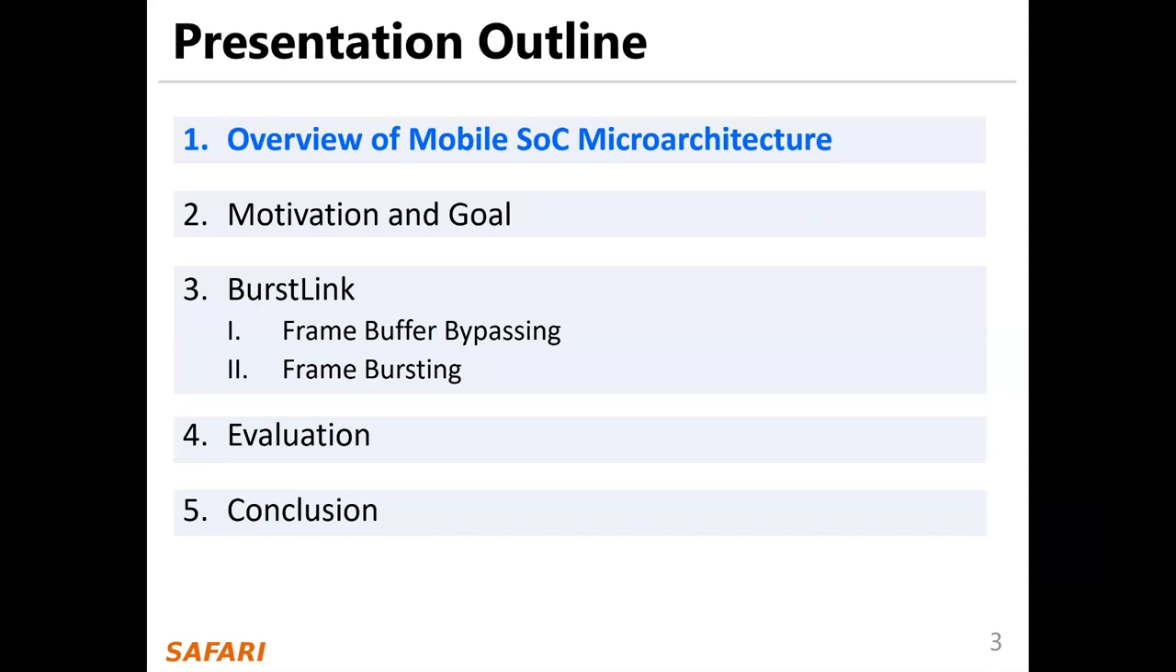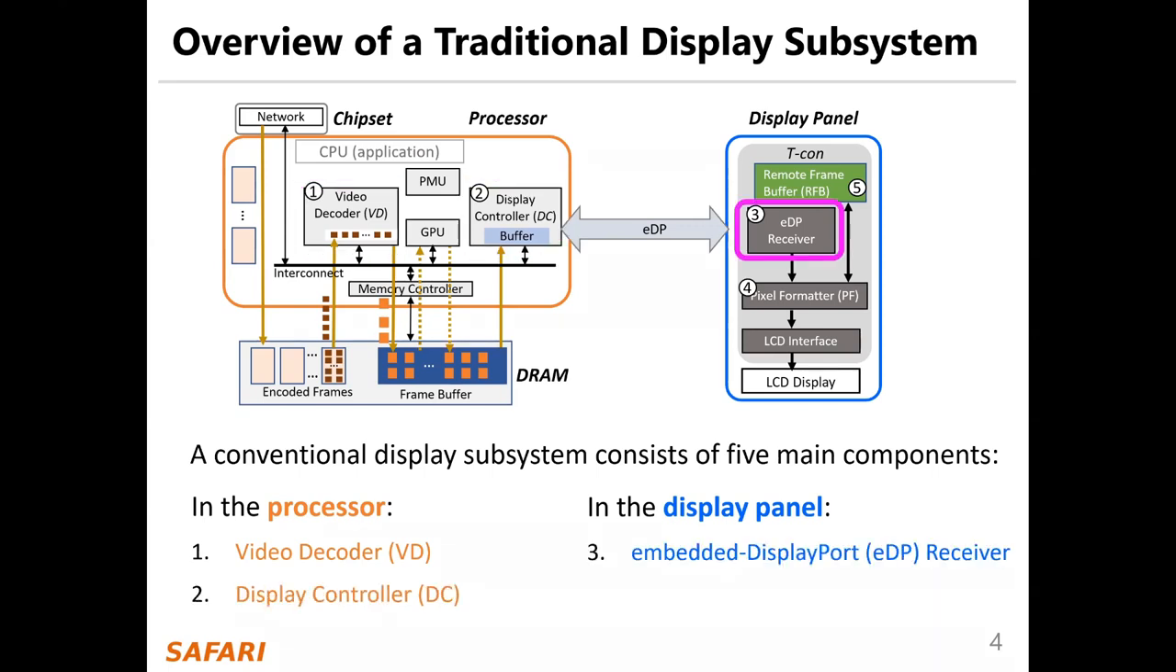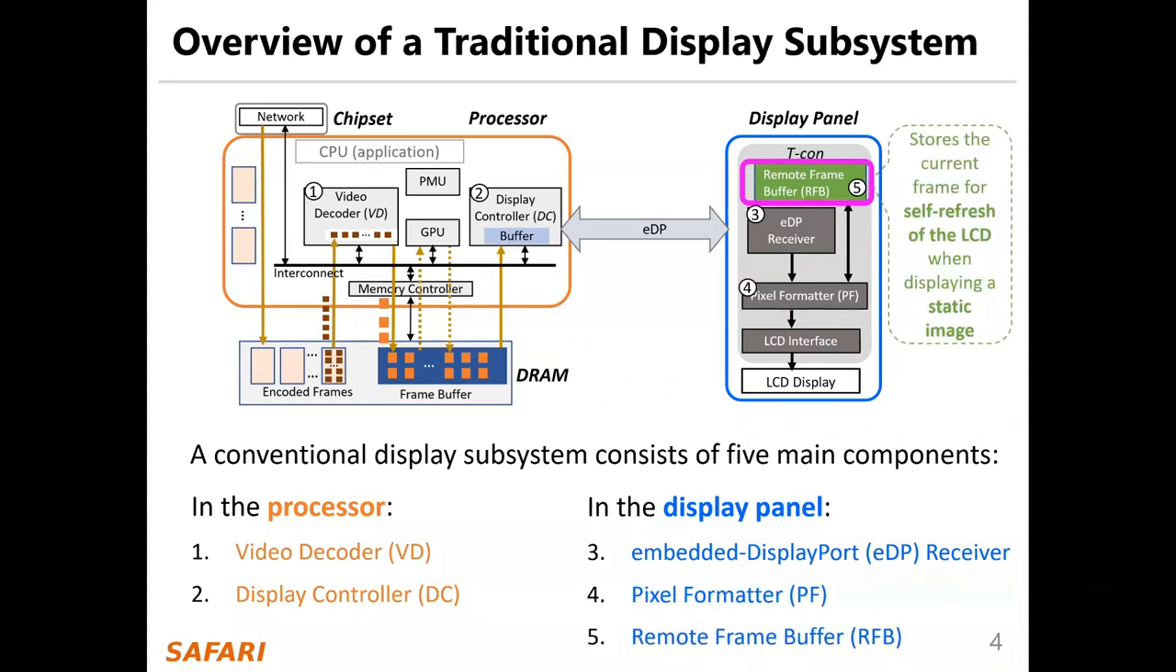I'll begin with a brief overview of mobile SoC microarchitecture. A conventional display subsystem consists of five main components. On the processor side, video decoder, display controller, and in the display panel side, embedded DisplayPort receiver, pixel formatter, remote frame buffer, which stores the current frame for self-refresh of the LCD when displaying a static image.